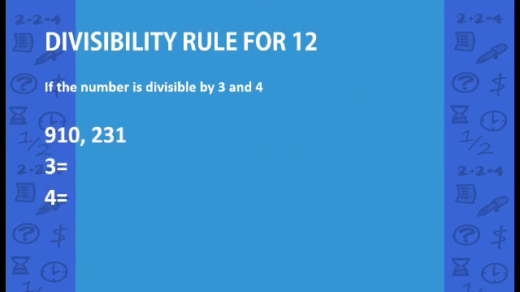So, last example, 910,231. Let us see first kung ito ay divisible by 3. So, ang gagawin muna natin, we will add the digits. So, 9 plus 1 plus 0 plus 2 plus 3 plus 1. So, ang sagot natin ay 16. Now, is 16 divisible by 3? Titingnan natin kung siya ay divisible by 3.